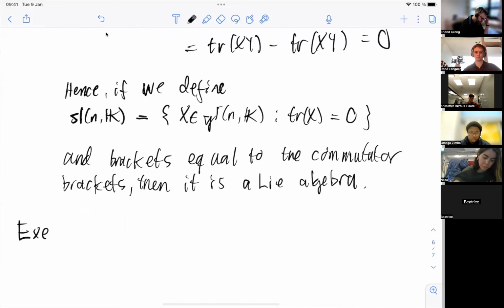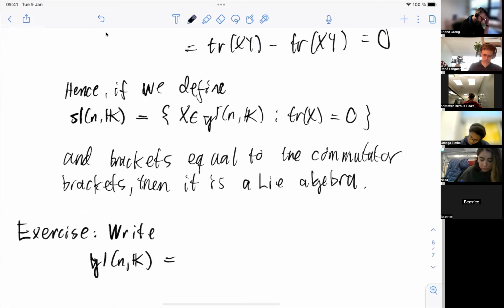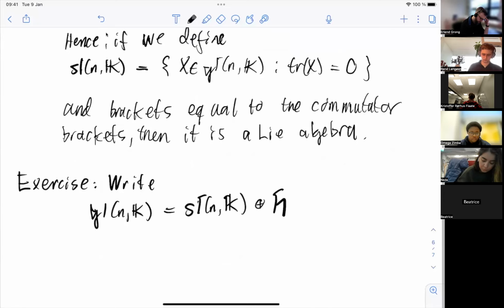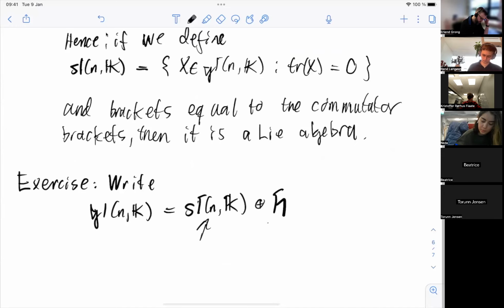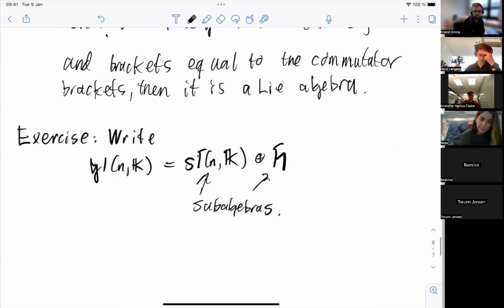Now, the exercise before the break: write GL_n(K) as SL_n(K) plus some other space, where both of these are subalgebras. So we haven't done the formal definition of a subalgebra, but okay, it's one where if you restrict the bracket, you still get a Lie algebra. So you can think about this a little bit, and then we take a break until quarter past.